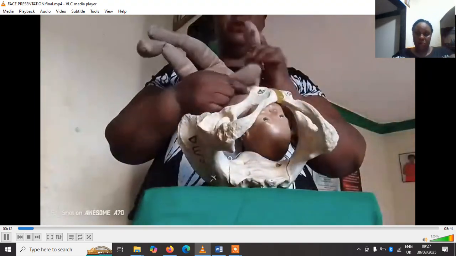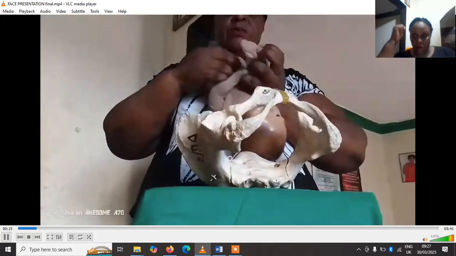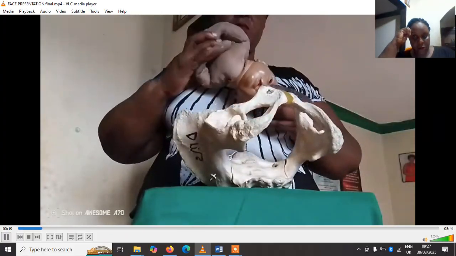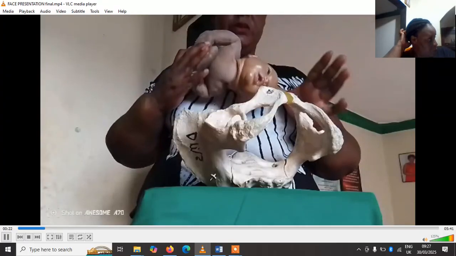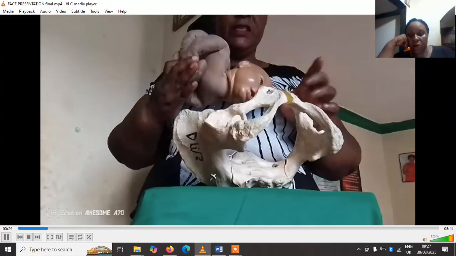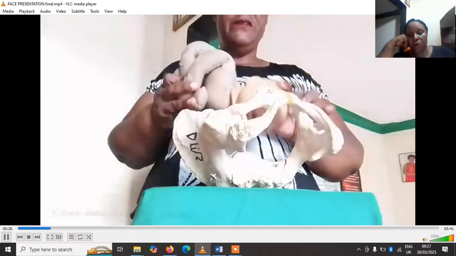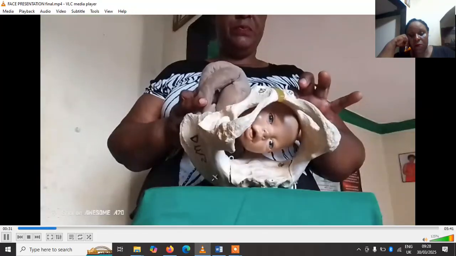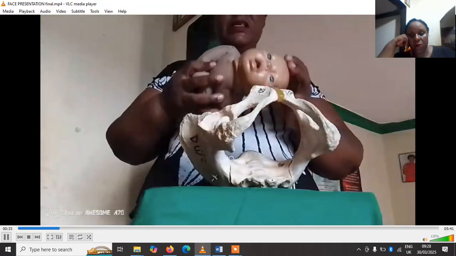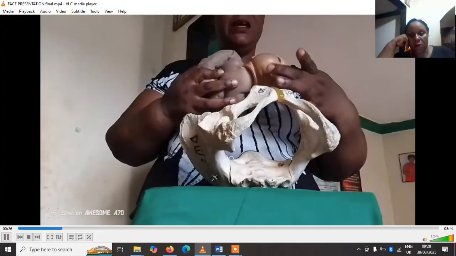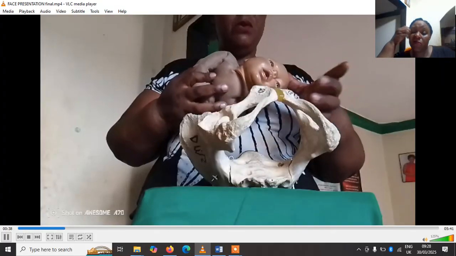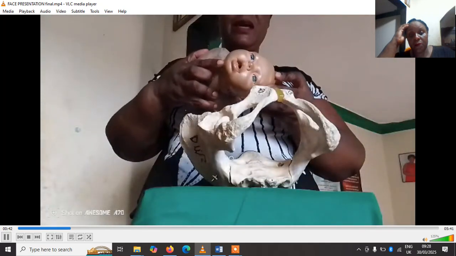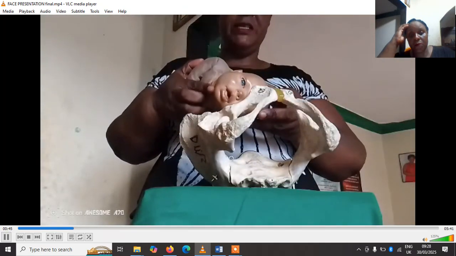So on description, the lie is longitudinal, but this time the attitude is that of complete deflection. The head is completely deflexed, meaning that it is the face entering the pelvic brim. So by face presentation, we shall have the denominator this time as the mentum or the chin, and we shall have the engaging diameter, that is the submental bregmatic.